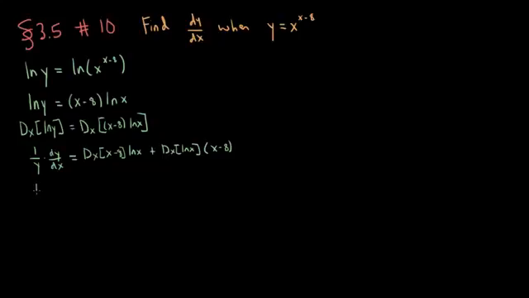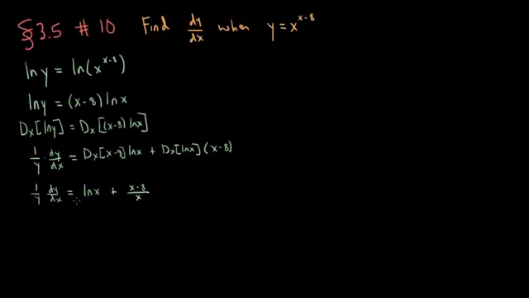Now let's see what happens here. So we still have 1 over y dy dx equals, now what's the derivative of x minus 8? The derivative of x is 1, and the derivative of negative 8 is 0. So that's 1 times natural log of x, otherwise known as just natural log x. Now what's the derivative of natural log x? That should be an easy one that we all know now. It's just 1 over x. So this is plus 1 over x times x minus 8, so that's x minus 8 over x.